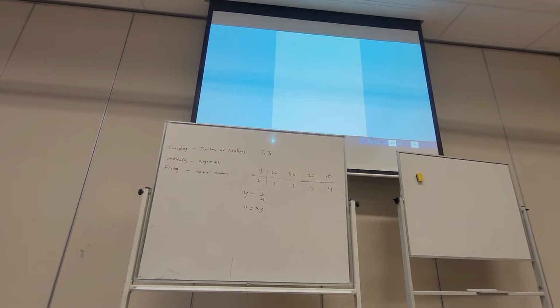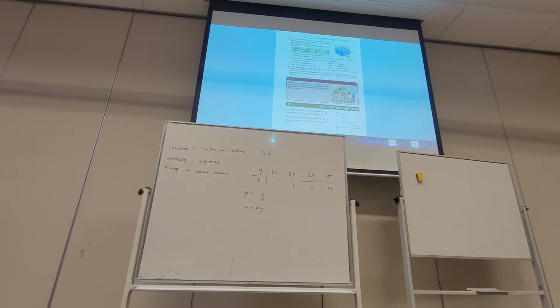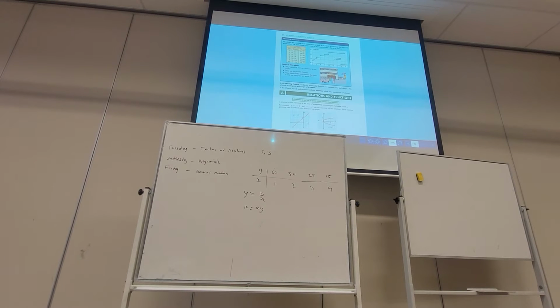In 1C and D, we were really looking at the graphs of inverse relationships, and we're using our calculator a fair bit there. I'm not going to dwell too long on that. I encourage you to use your calculator for 1C and D. I'm going to jump to chapter 3. In 3A, we learnt the difference between functions and relations.